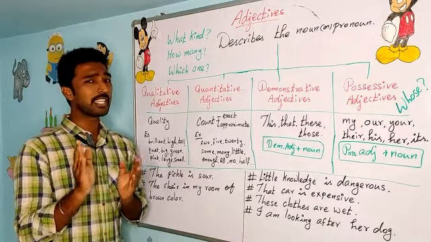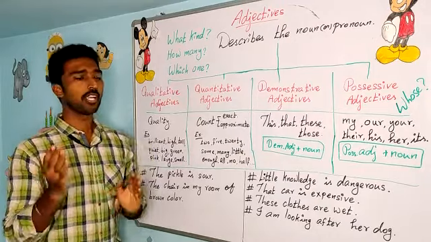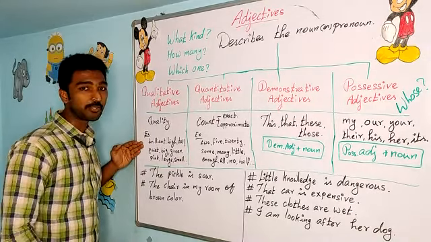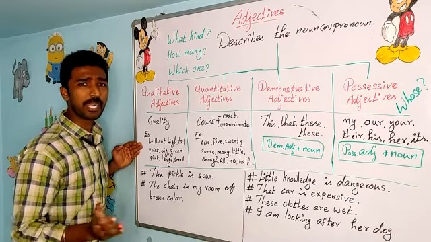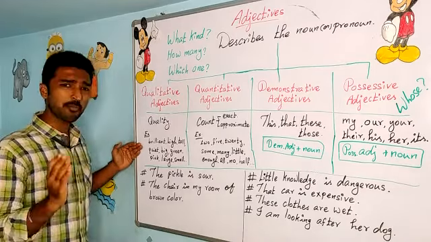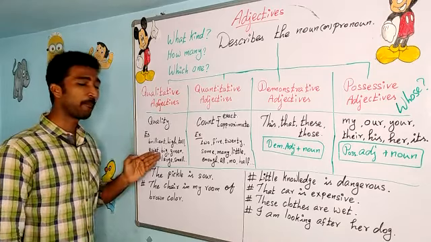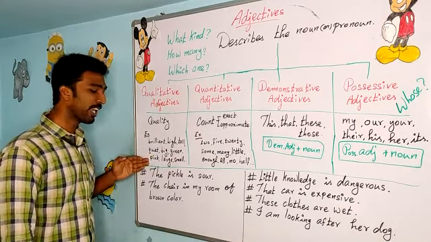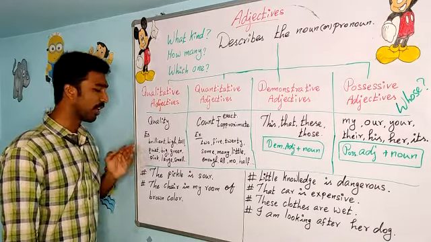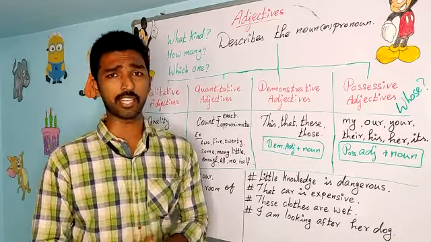A qualitative adjective describes the quality of the noun or pronoun. It reveals the quality. Some examples here are brilliant. What kind of idea is it? It is a brilliant idea. The word brilliant is a qualitative adjective. And some other examples here are height, tall, quiet, big, green, pink. Yes, colors are also included in qualitative adjectives. Large, small. These are some of the examples of qualitative adjectives.